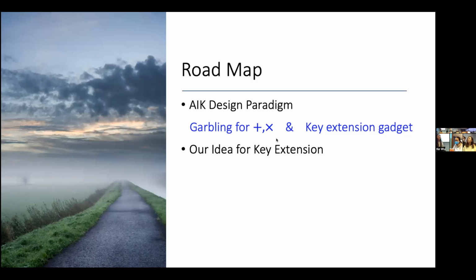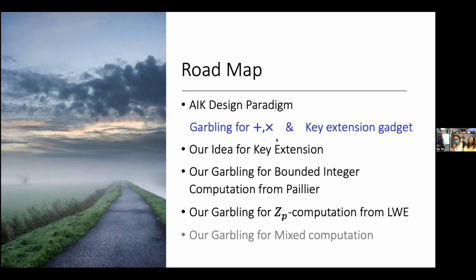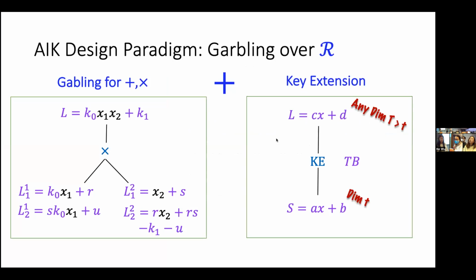Then I will tell you at an abstract level our idea of designing key extension that applies again for all rings. Then comes the question of how to instantiate the primitive we need there, and that depends on the concrete computation you are thinking about. I will first tell you about bounded integers, which is simpler, and if time allows, I will tell you about the Z_p computation. I will completely skip the mixed computation part.